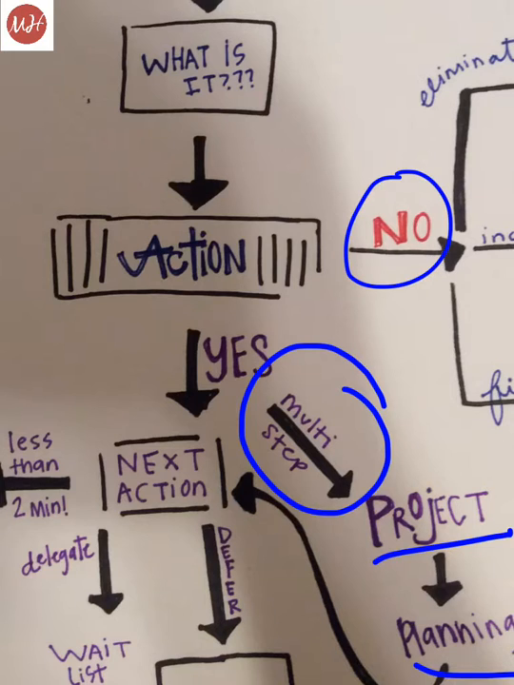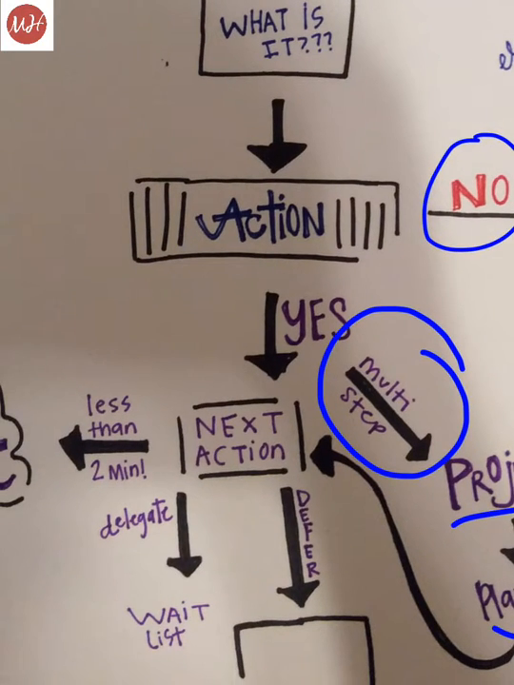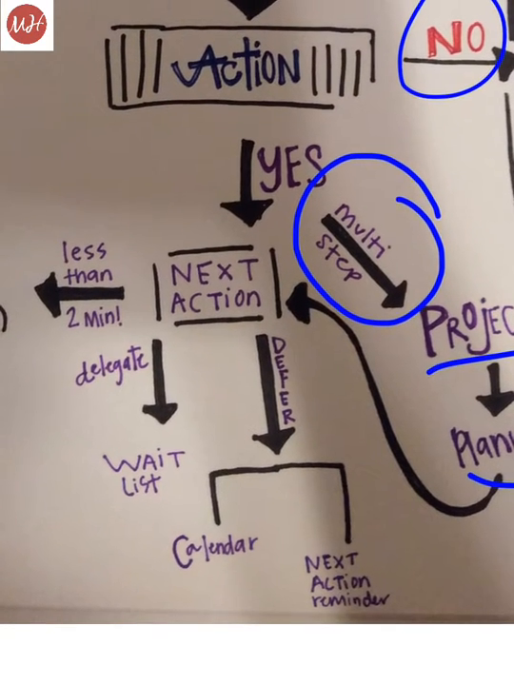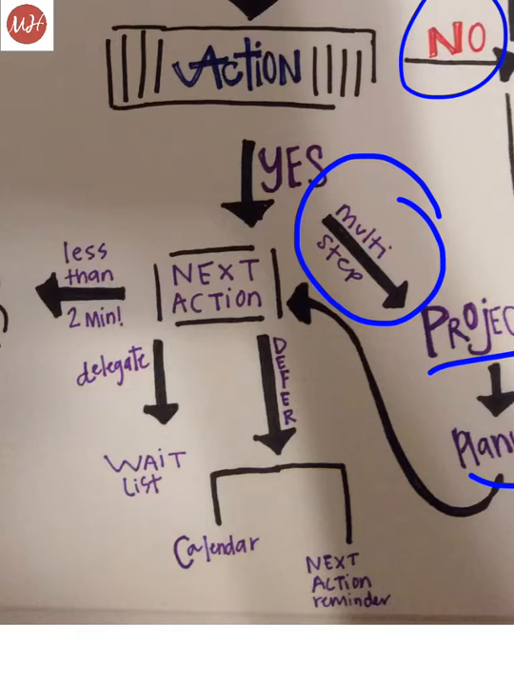And when you go to next action, there's 3 things you can do. You can defer, which is you can move it for later. And so you have 2 folders in defer. You have your calendar, which is, you know what a calendar is. It's where you can put things on a specific day at a specific time that you need to do.